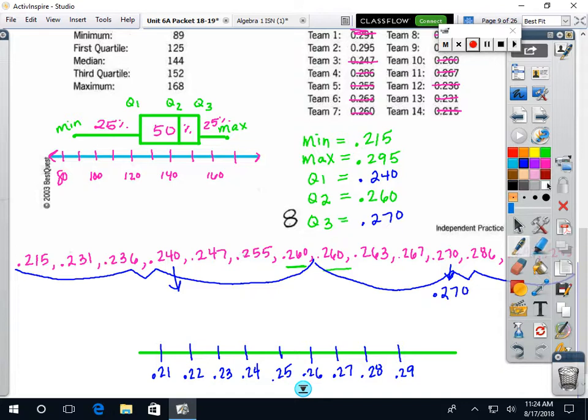And now I'm going to plot the minimum and the maximum. The minimum is 0.215, so pretty much just right there. And then the maximum is 0.295. Okay, so there's my min and my max.